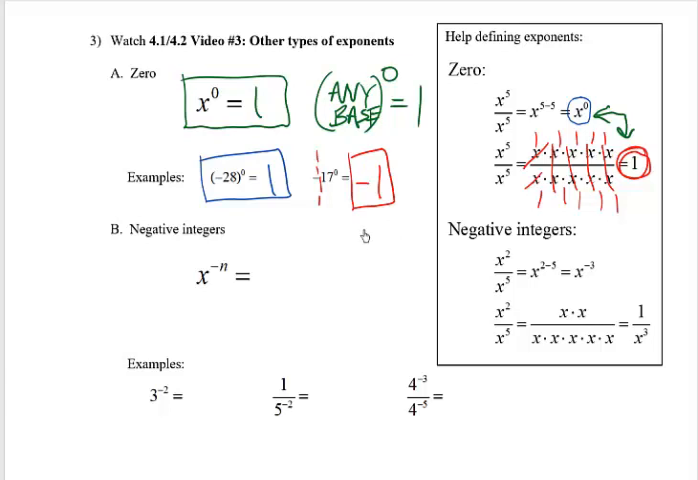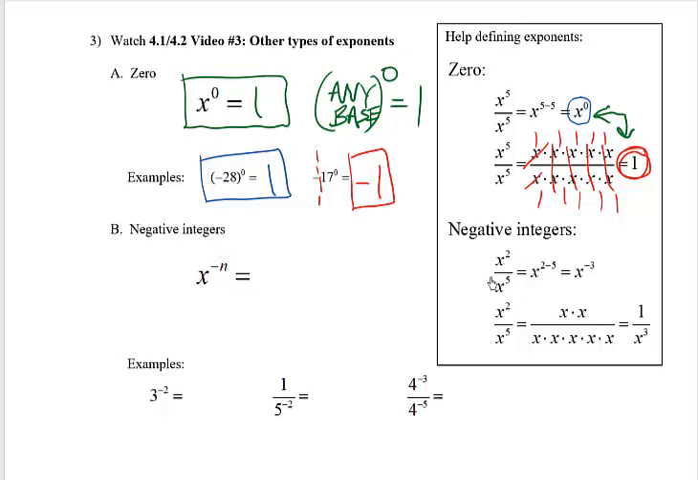Okay. Let's go on to the second type of exponent we need to look at. Now we move on to negative integers. In other words, an exponent like negative 1 or negative 2 or negative 3. How would we interpret that? Again, our old definition is just not going to work. I can't multiply x together negative n times. That doesn't make any sense. So I have to rely on the rules.